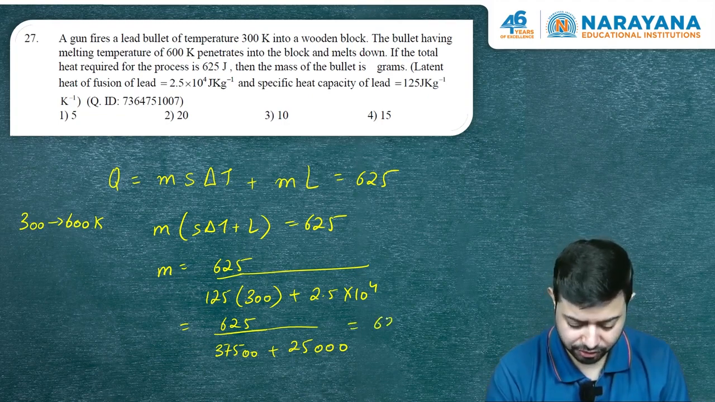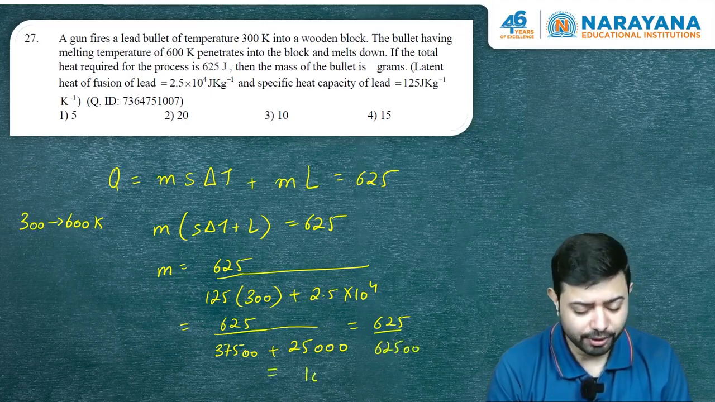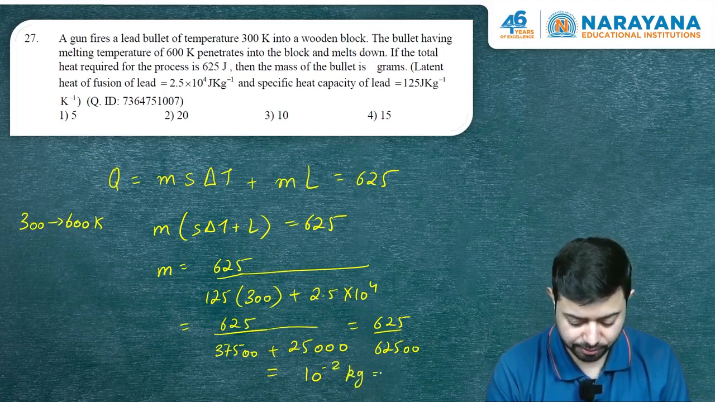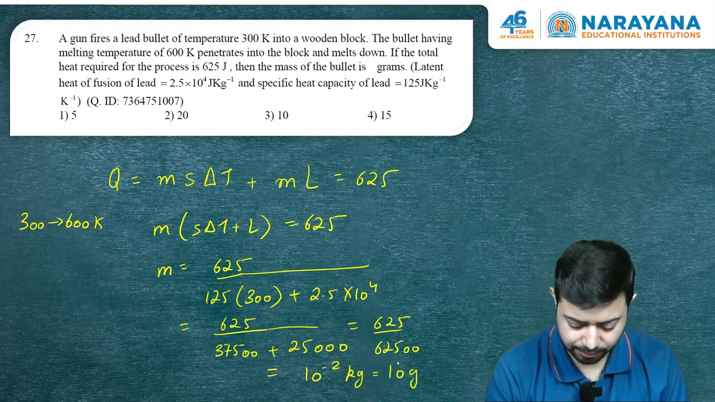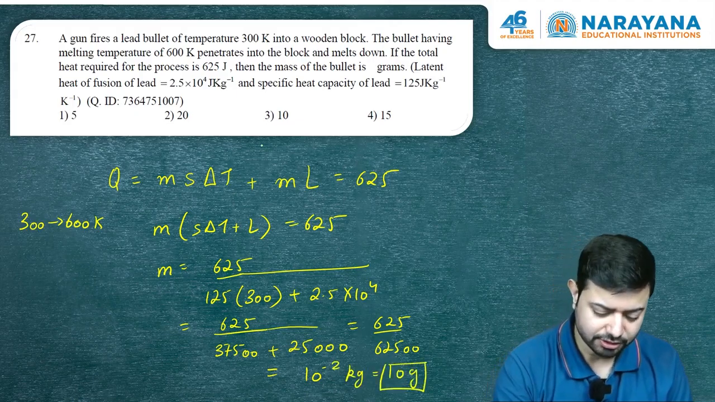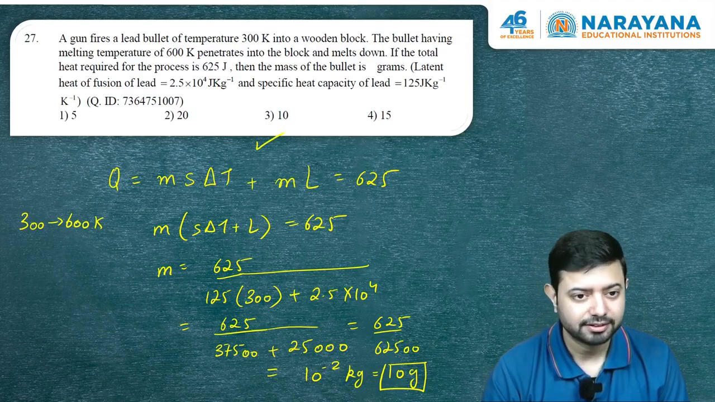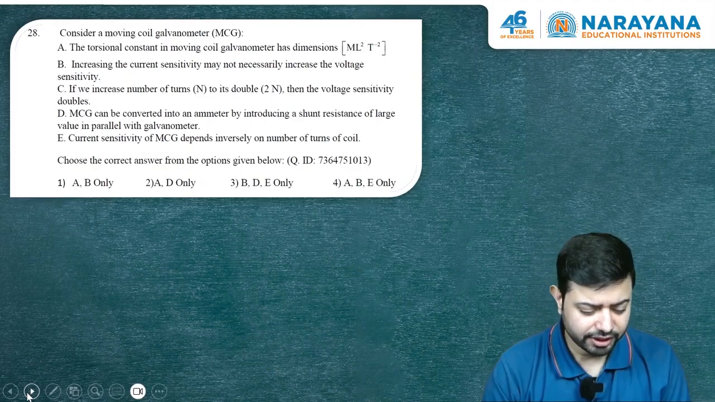So this is 625 by 62500. How much is this number? 10 to the power minus 2 kg. Therefore, in grams, multiplied by 1000, it will be 10 gram. So what is my correct option? It is going to be the third one, that is 10. I hope you are getting it. Let us have a look at the next question.